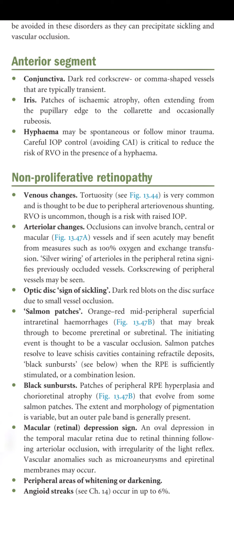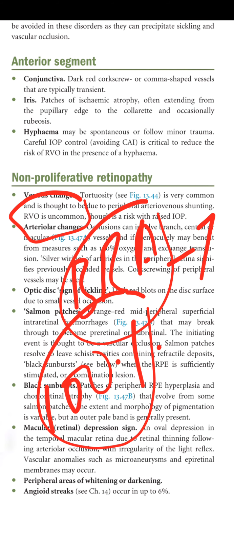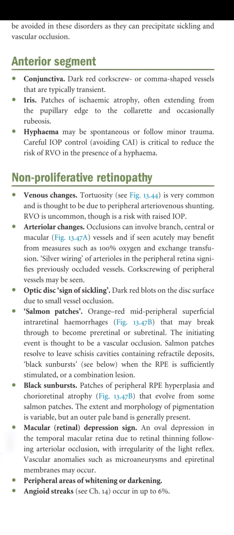Arteriolar changes: occlusion can involve a branch, central, or macular vessel, and if seen acutely, may benefit from measures such as 100% oxygen and exchange transfusion. Silver veiling of the arterioles in the peripheral retina signifies a previously occluded vessel. Corkscrewing of the peripheral vessels may be seen. So arterial changes can be BRAO, CRAO, and other cases, which can be treated with 100% oxygen in the first 24 hours.